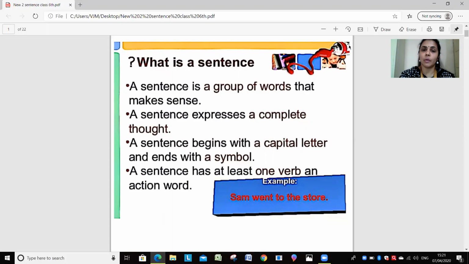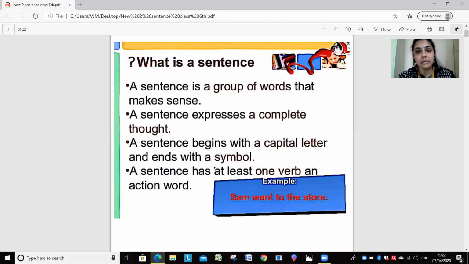Every sentence, whichever sentence we use for conversation, basically sentences are used for the conversation. Now that conversation could be verbal or written. So to have a proper conversation, we need to frame different sentences. Okay, so whenever we are writing a sentence, this point especially should be remembered, right? A sentence begins with a capital letter and ends with a symbol.